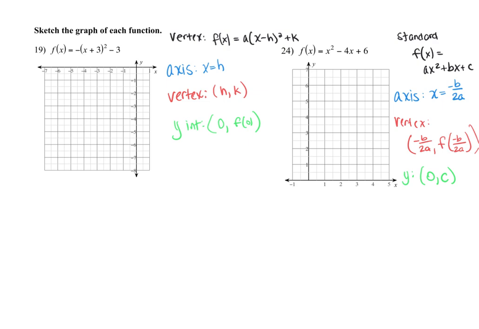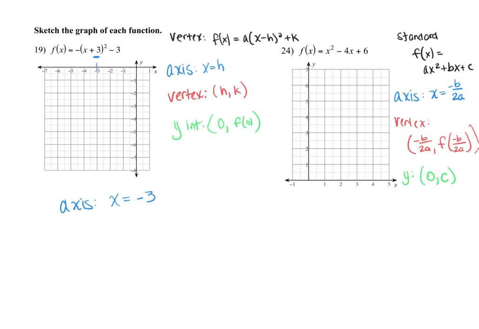So those are the two forms that you're going to have, and the 3 things that you need to give me each time. So let's look at these 2 examples. The first one, negative times the quantity x plus 3 squared minus 3. All right? So I'm going to find my axis. My axis is just h. Remember, h is the opposite of what you see on the inside. That says plus 3. So your axis is going to be at x equals negative 3.